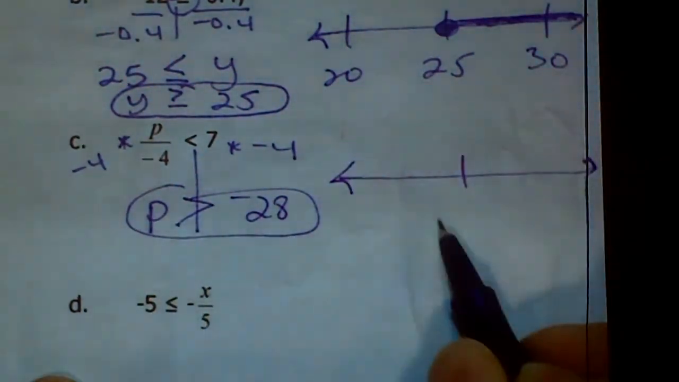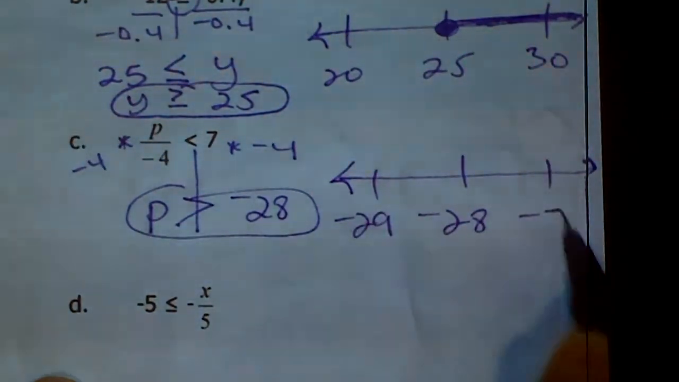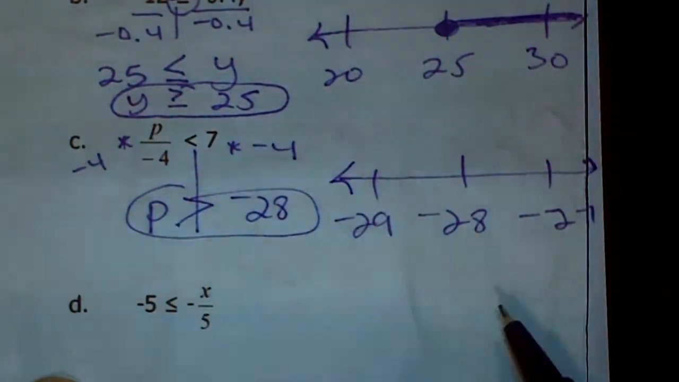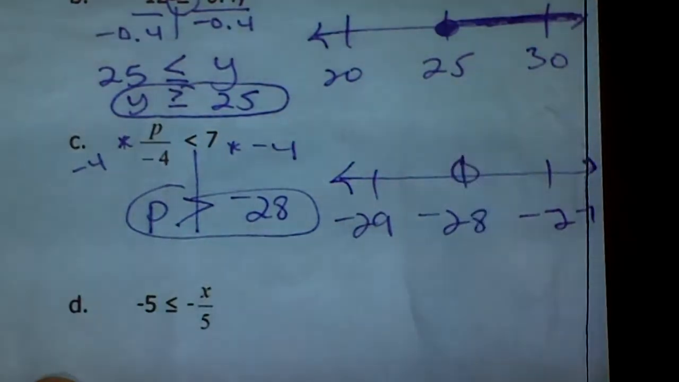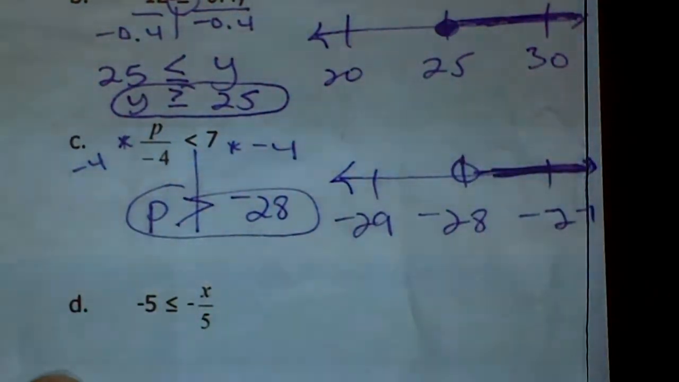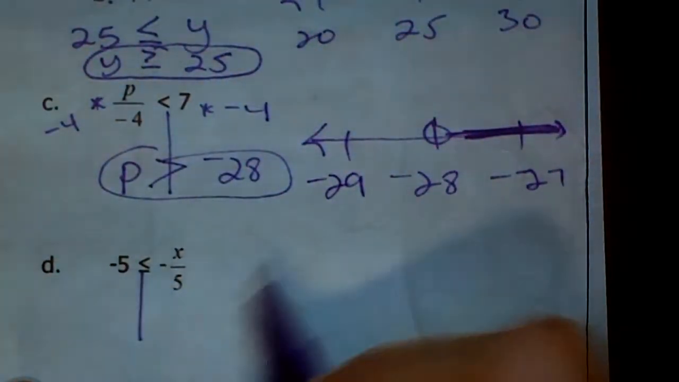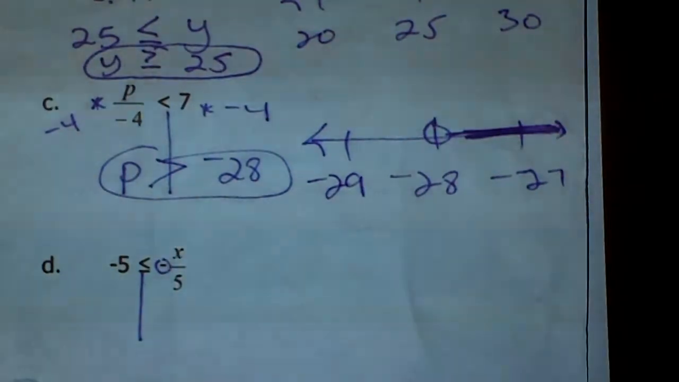I'll draw my line, negative 28 in the center, negative 29 to the left, negative 27 to the right. If p is greater than negative 28, it means it can't be negative 28, but it can be all the values to the right of it, because that's greater. Okay, last but not least, remember when this negative sign is in the middle like that, it means it can go with the top or with the bottom.